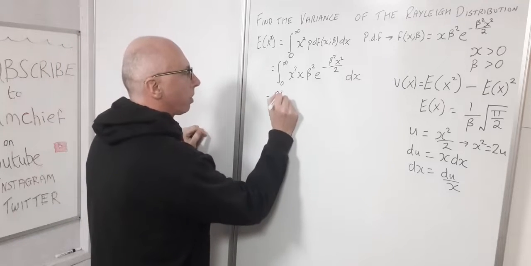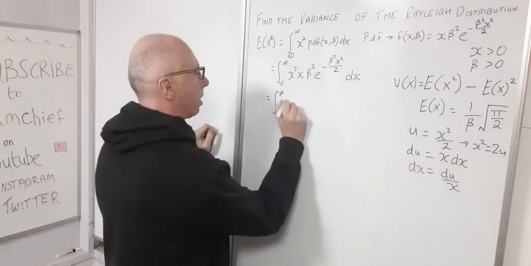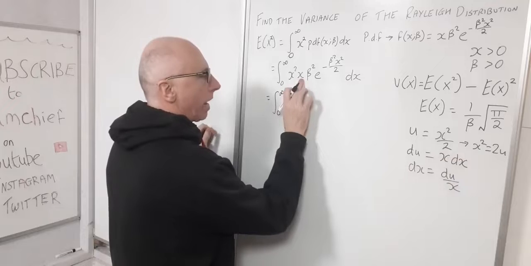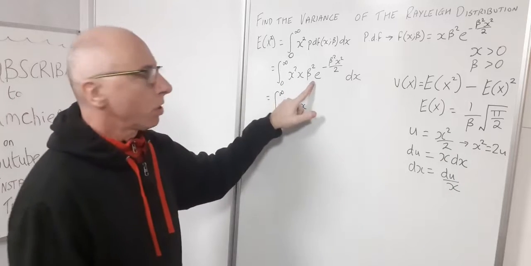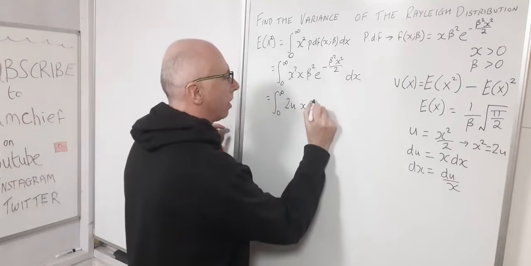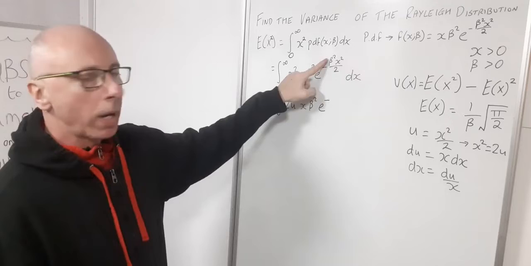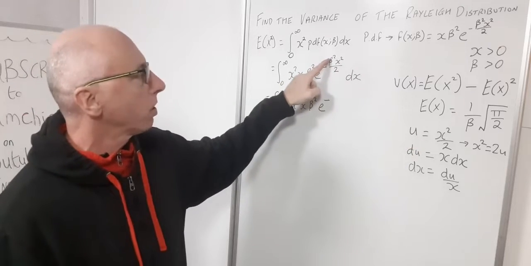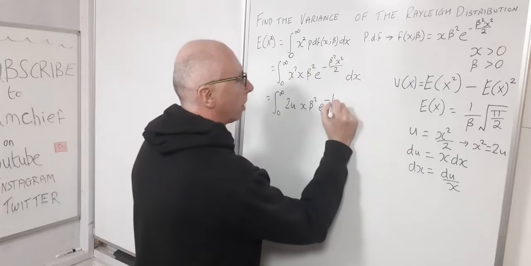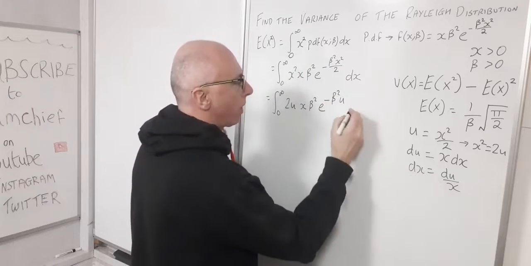So 0 to infinity, x squared is 2u. The x I'm going to leave in because I've got a cancellation coming. Beta squared, that can stay there. And then I've got e to the minus beta squared, and then x squared over 2 is u. So I've got minus beta squared u. And then my dx is du over x.